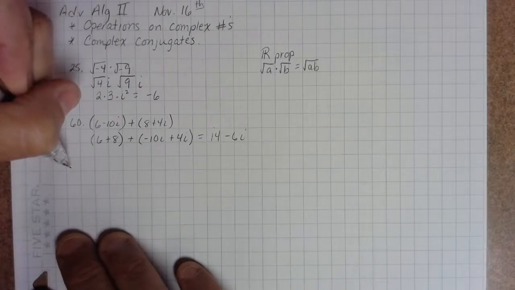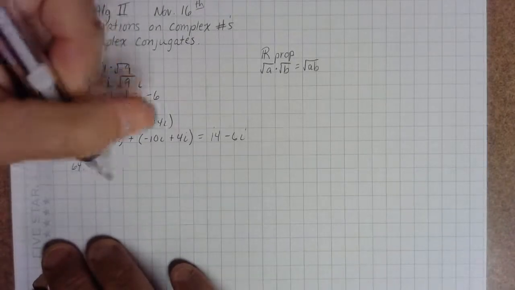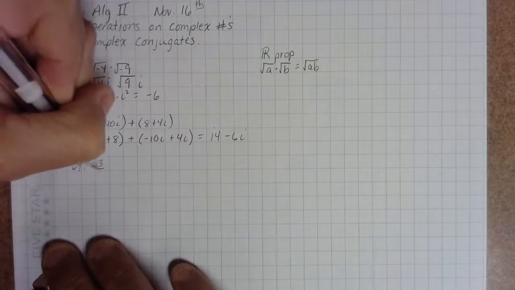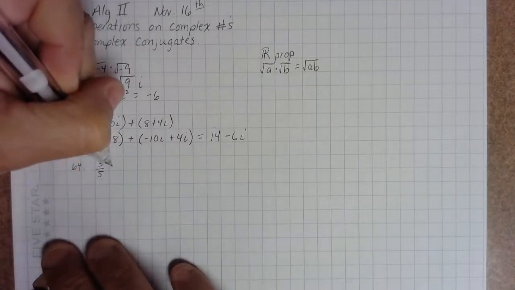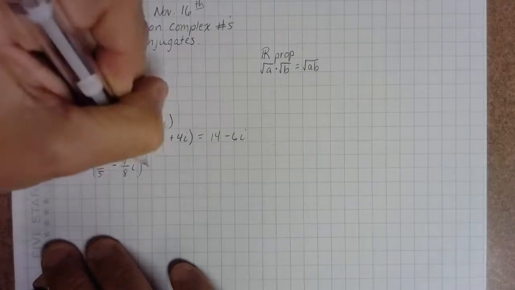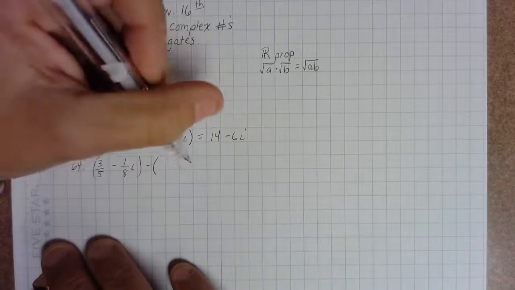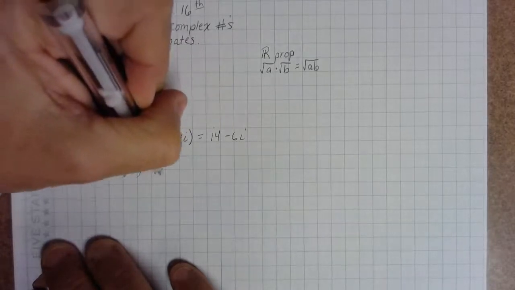I think it's a waste of our time to even do any more of the addition or subtraction. Just don't forget to, I'll do 64. Don't forget to distribute the negative sign. 3/5 minus 1/8 i minus 7/10 plus 1/6 i.